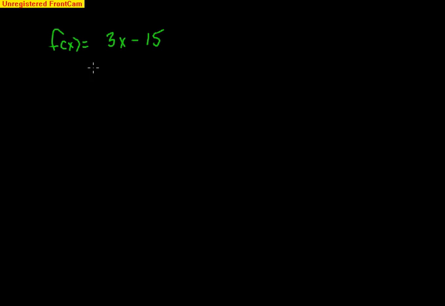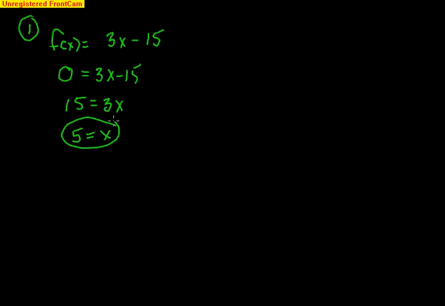How could I figure out when this function's 0? Well, let me just set it equal to 0 and solve. This is the first example for zeros. So add the 15, I get 15 equals 3x. Divide both sides by 3, I get 5 equals x. So there's my 0. X equals 5.